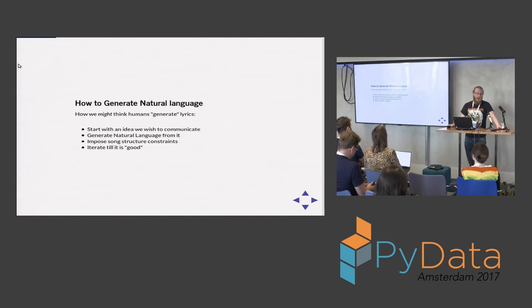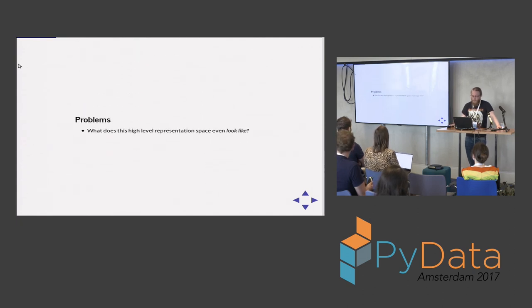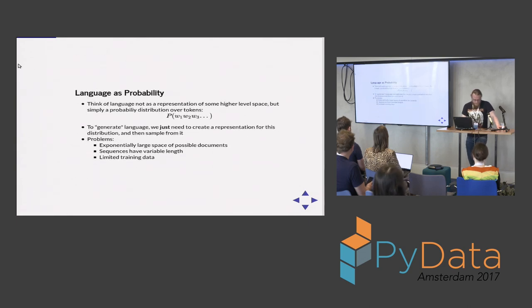We can think about how we might want to try and teach a computer to do this, but I have no idea what a high-level representation of an idea or a concept would even begin to look like, so I'm not going to do that. I'm going to ignore all that and just count things. The way we do this is we make the assumption that language isn't a tool of communication at all. It's a probability distribution over a bunch of tokens. Tokens in this case can be characters or they can be words. Just some probability distribution: describe it, sample from it. That's how we're going to generate language.